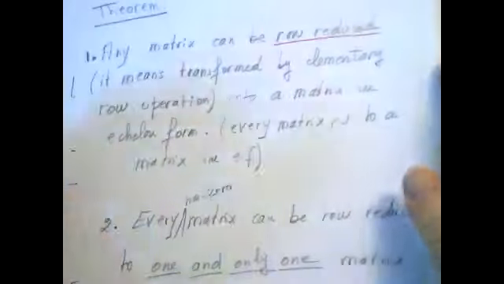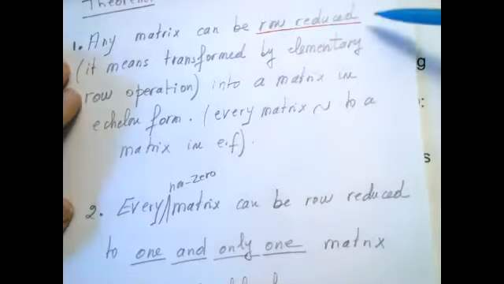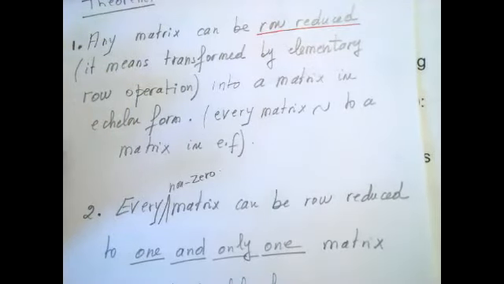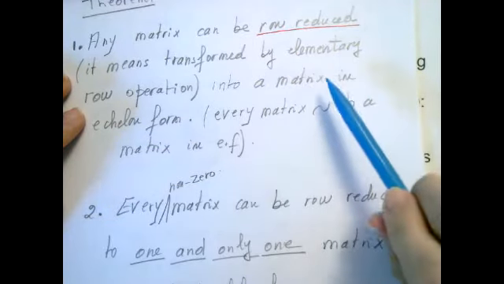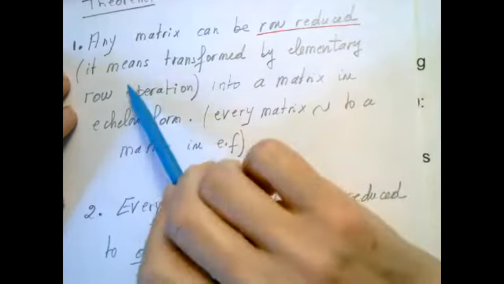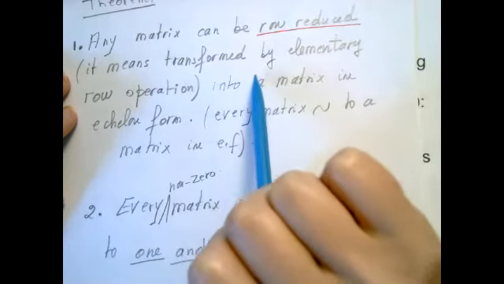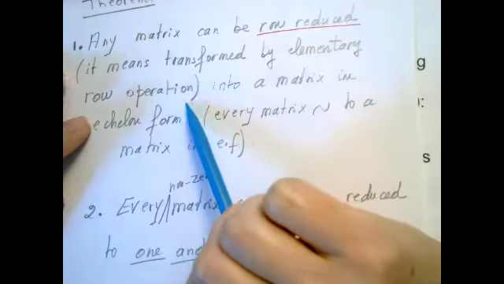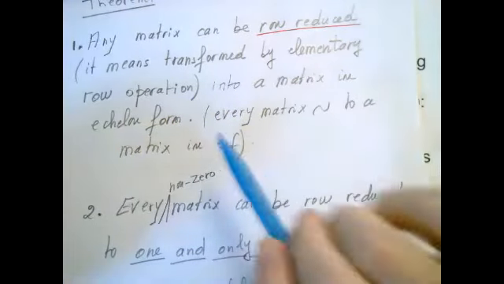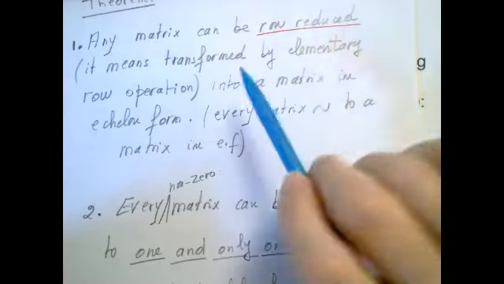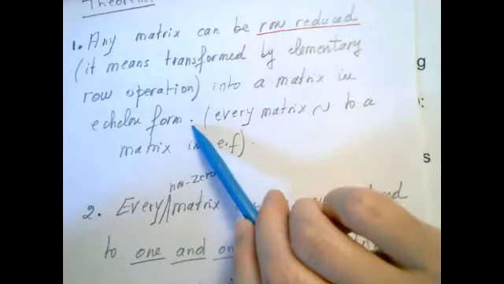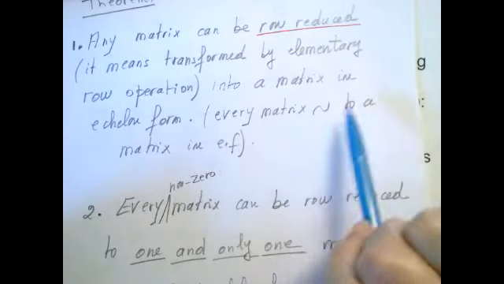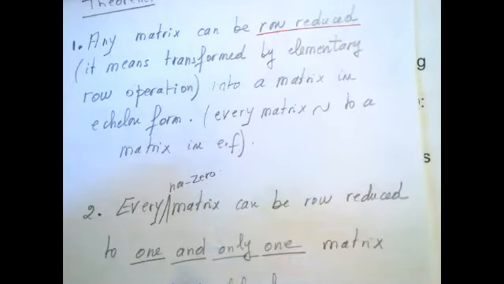So let me read it one more time. Any matrix, it doesn't have to be augmented, just any matrix, can be row reduced. What does the word row reduced mean? It means transformed by elementary row operations. So it can be transformed into a matrix in echelon form. It means every matrix is equivalent to a matrix in echelon form, so we can work with it till it becomes echelon form.